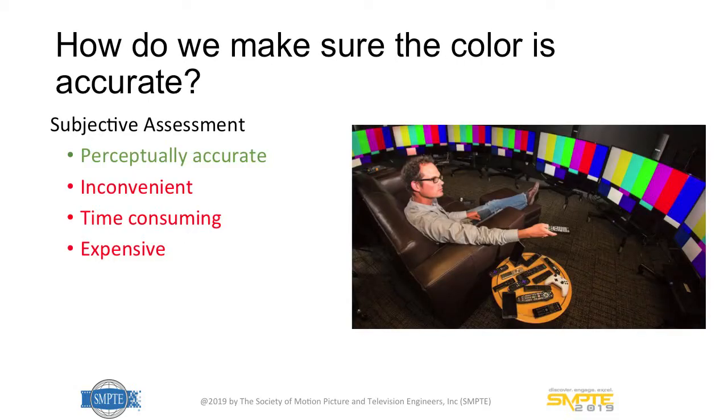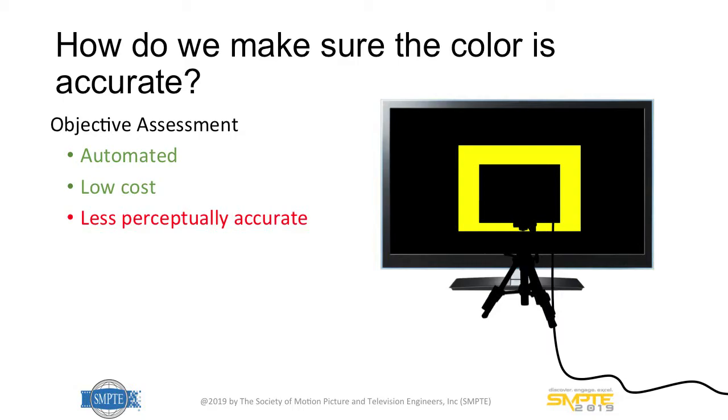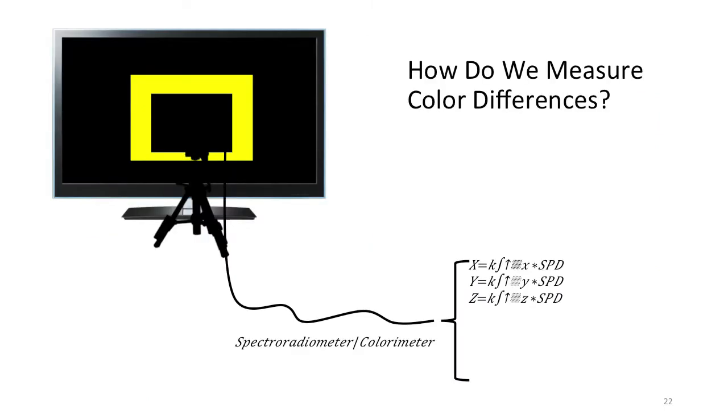How do we actually make sure that color is accurate? Well, we could do that subjectively. You could sit someone down and make them look at images side by side, and that would be perceptually accurate. But that's pretty inconvenient, pretty time-consuming, and pretty expensive. So what's an alternative? We could do an objective metric. That would be automated and low cost, but is it perceptually accurate? How do we actually measure color differences?